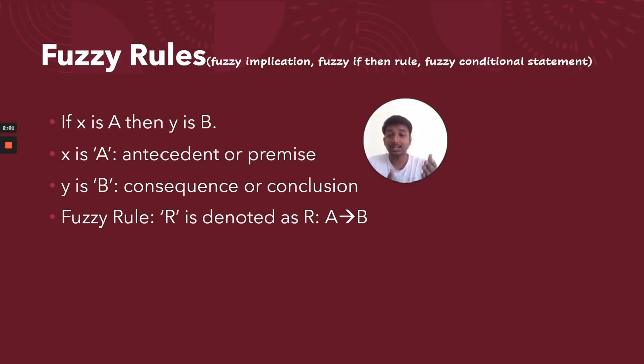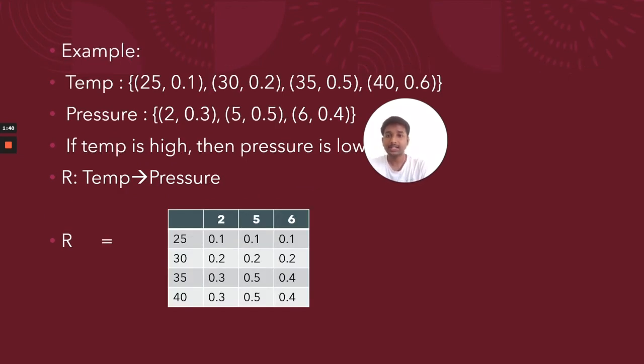And the fuzzy rule R is denoted by A implication B. Here implication is: if A is a proposition and implication, then B is another proposition. Here B is the conclusion, A is the premise. Next, it is explained through an example.